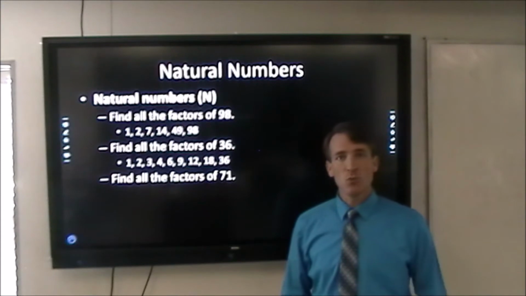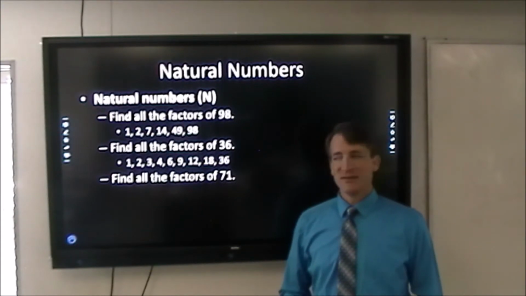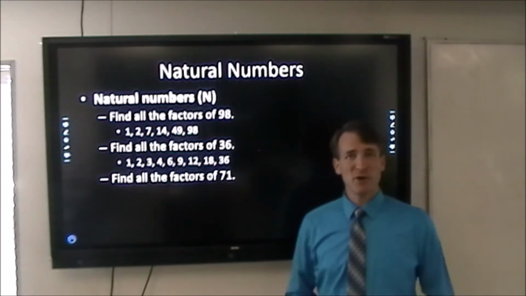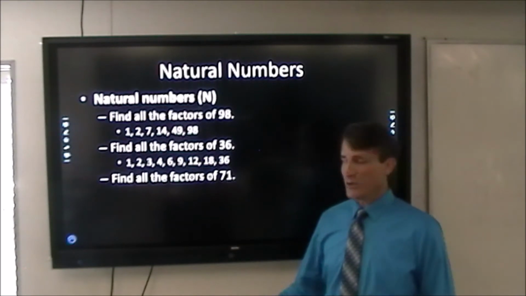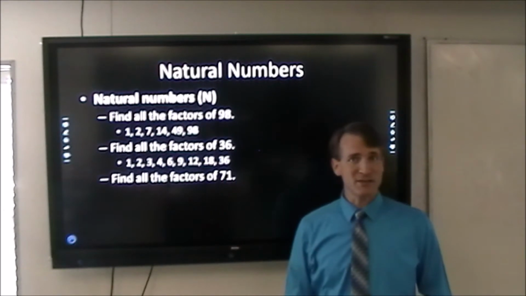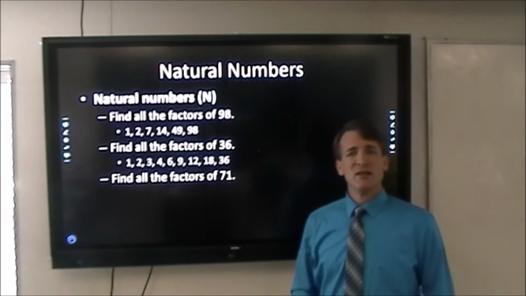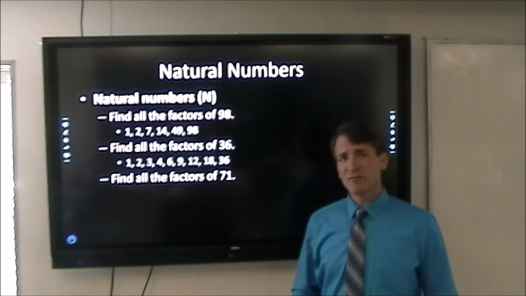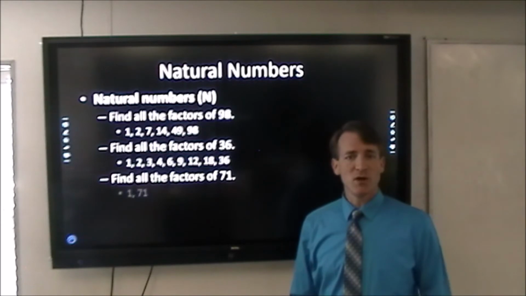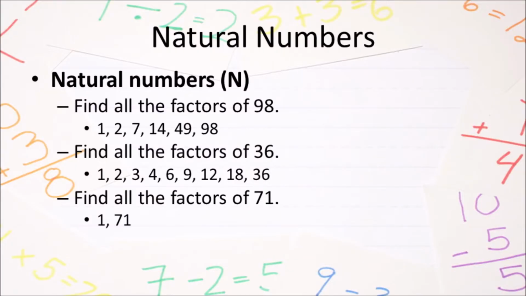Now let's try 71. Obviously 1 and 71 are going to be factors. It's not even, so I cannot divide by 2. If I try 3, well 7 plus 1 is 8. 8 is not a multiple of 3. Going on to 4, it's not even. Going to 5, it doesn't end in a 0 or a 5. And keep on going. You will discover that the only factors of 71 are 1 and 71.